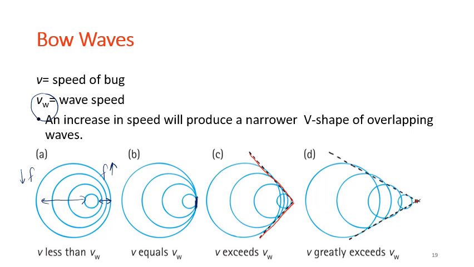So VW is higher than V, but it's closer to that value. But if V exceeds greatly, if V is much higher than VW, you can see the shape of the bow wave become narrower. So the higher speed becomes narrower, and the lower speed, here in picture C, you can see it's a wider V.